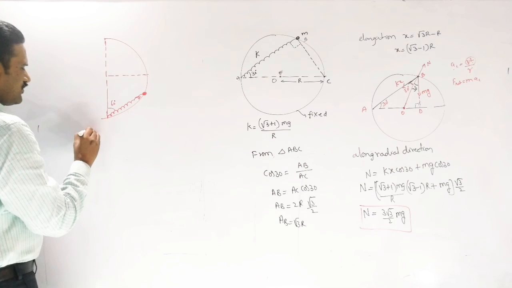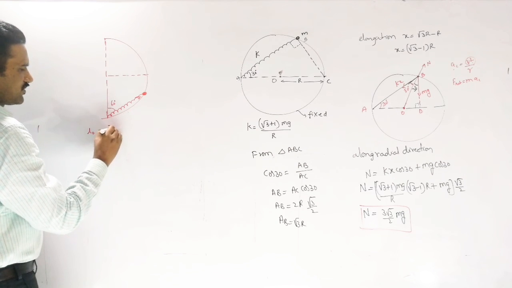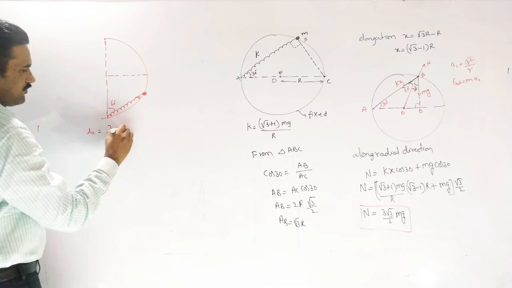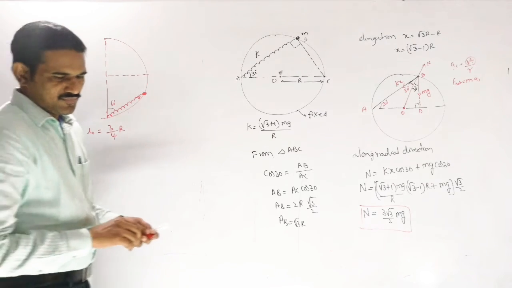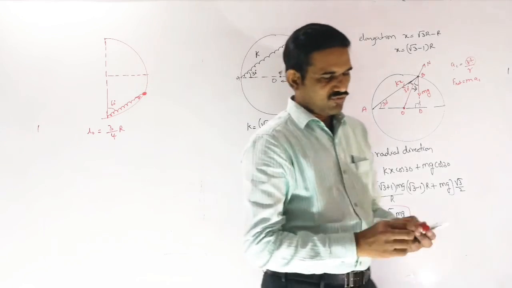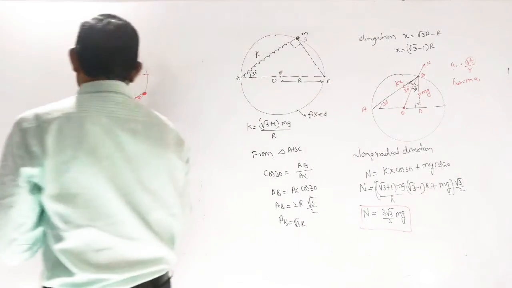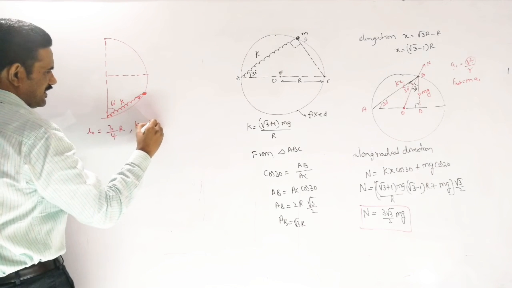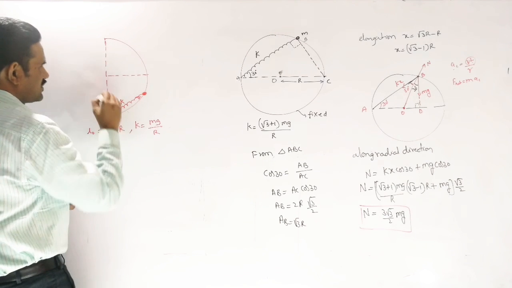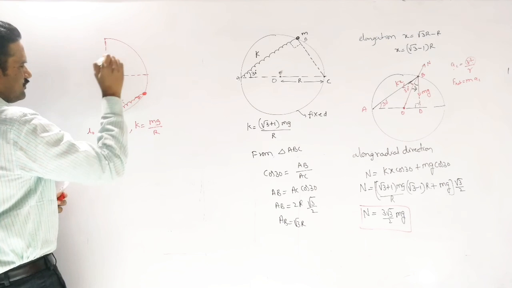The natural length of the spring is given as 3r by 4, right? So it is the natural length of the spring here. And the spring constant value I am giving as mg by r. This is a semicircle of radius r.